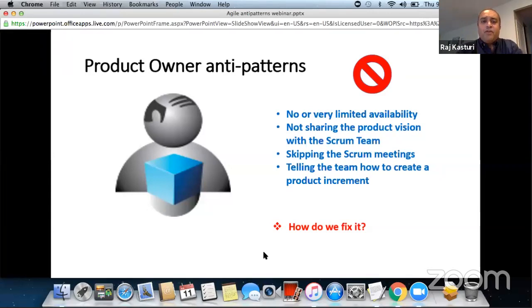Okay, moving on to the product owner anti-patterns. So we have 20 more minutes and we have 3 more topics. So let's see if we can cover all of those and then also the questions.